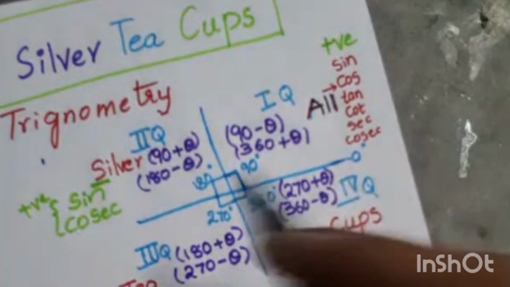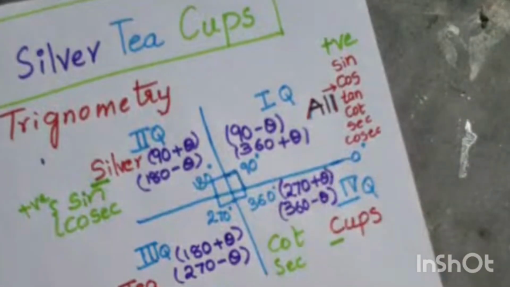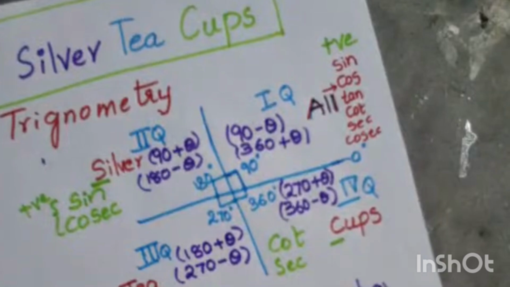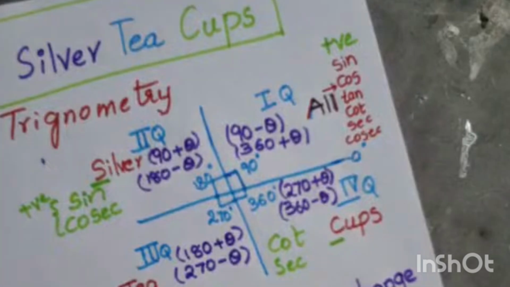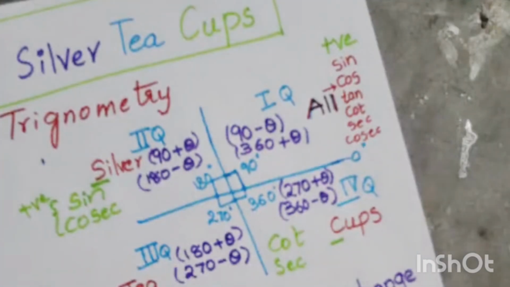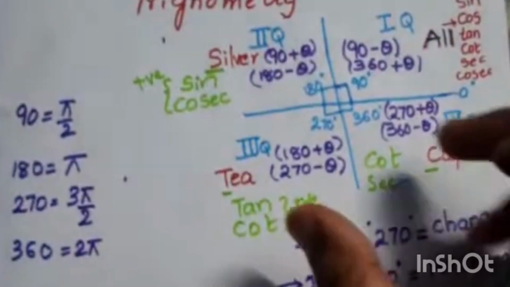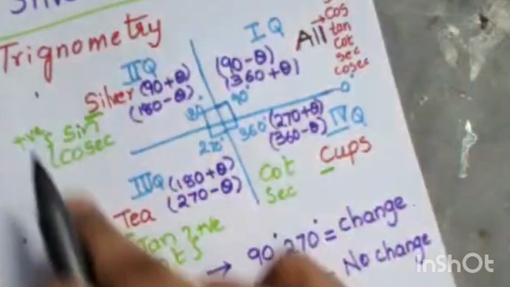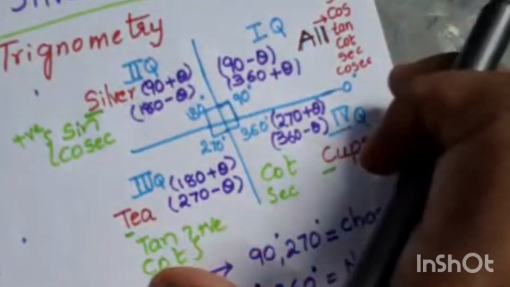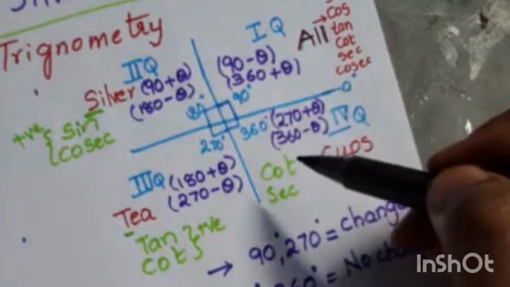Now what we have to remember: when 90 and 270 degrees come, we get a change in the trigonometric function, and when 180 and 360 degrees come, there is no change in the function. Here no change, here change. You will see this in problems; these are important points. Now this is completed. We have to understand this whole set of points first. Basically, we have to understand them and do the problems first of all.